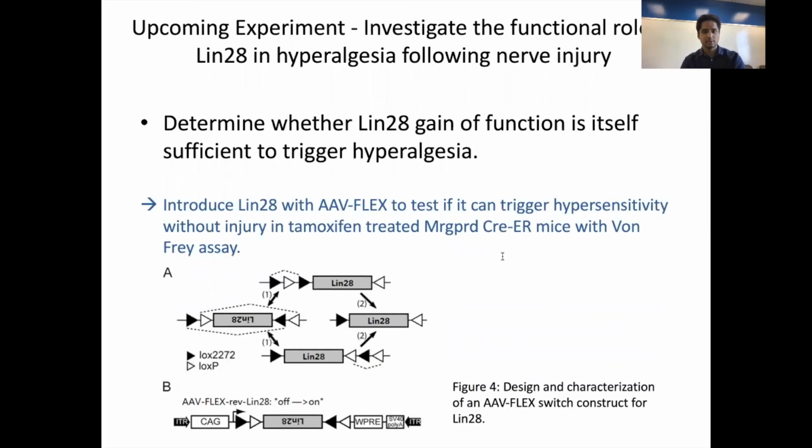As for future experimentation and directions, I hope to investigate the role of Lin28 in hyperalgesia following nerve injury by determining whether Lin28 gain of function on its own is enough to trigger hyperalgesia. We'll be using a Lin28 AAV flex construct to inducibly trigger the recombination and overexpression of Lin28 in sensory neurons.